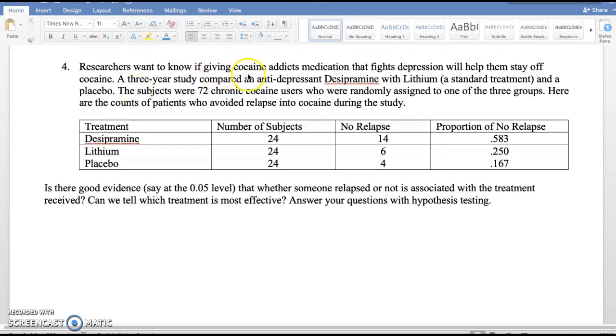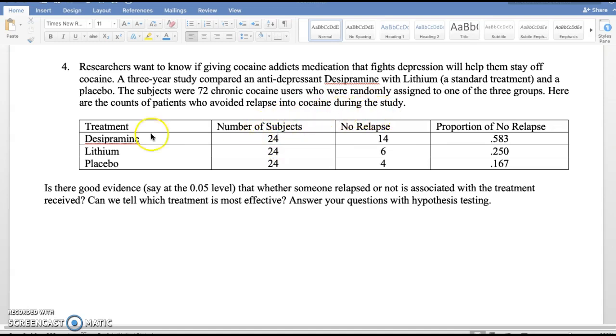Researchers want to know if giving cocaine addicts medication that fights depression will help them stay off cocaine. This is a 3-year study that compared an antidepressant, desipramine, with lithium, a standard treatment, and a placebo, a sugar pill. Subjects were 72 chronic cocaine users, and they were randomly assigned to each of these 3 groups. And the counts of the patients who avoided relapse into cocaine were given during the study.